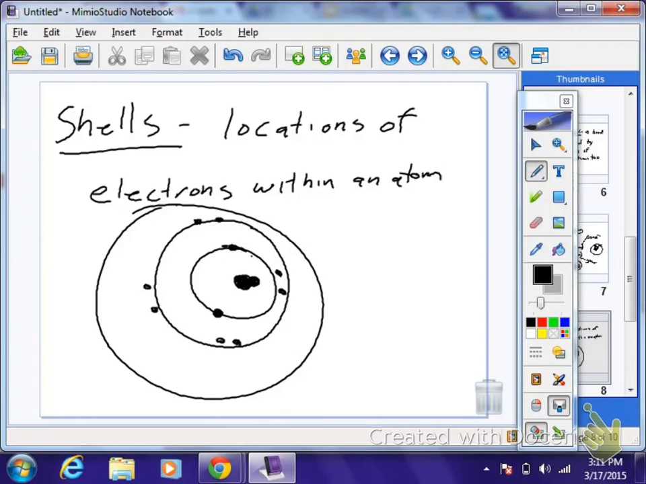The most that the outer shell can have in it is 8. It's kind of like how many notes are in a musical scale that you would play. You guys are in music or a bit of music. So let's go ahead and play the C scale. How many notes are you going to play?